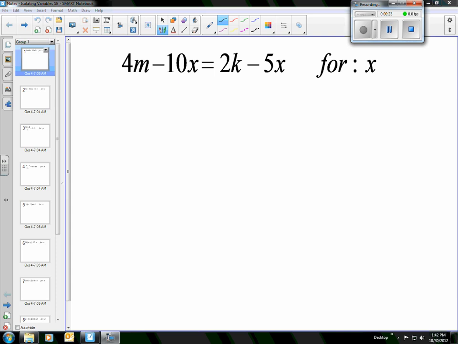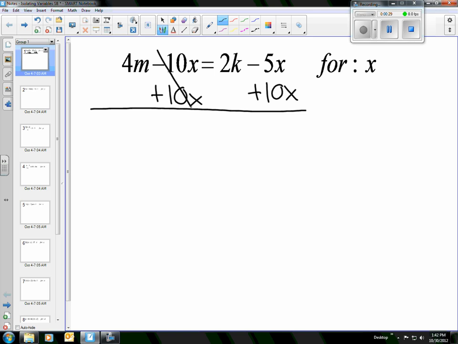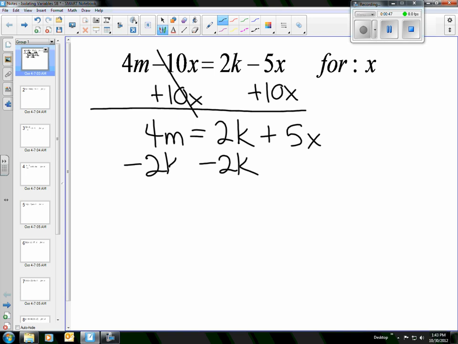So here I would start by adding 10x to both sides of the equation. And when I do that on the left side, I'm going to get 0 out of these x's and be left with 4m equals 2k plus 5x. Then from here, I want to get rid of the 2k on the right side, so I'm going to go ahead and subtract that from both sides.